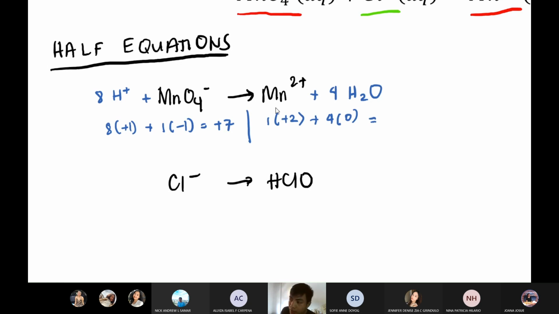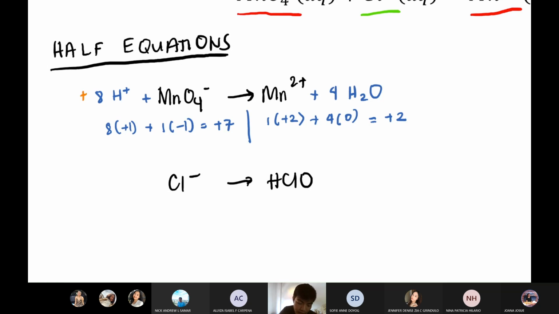Okay, so what's 1 times 2? Edi 2. 4 times 0, edi 0. So 2 plus 0 is positive 2. Now, sino yung side na may highest charge? Obviously, yung positive 7. Halata naman eh. Positive 7, this is bigger than positive 2. By how much ang laki niya? 5. So that means I need to add 5 electrons on this side.